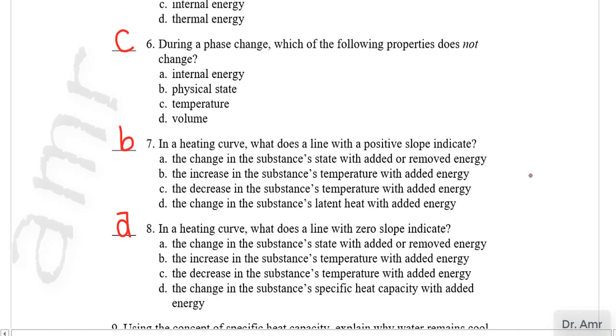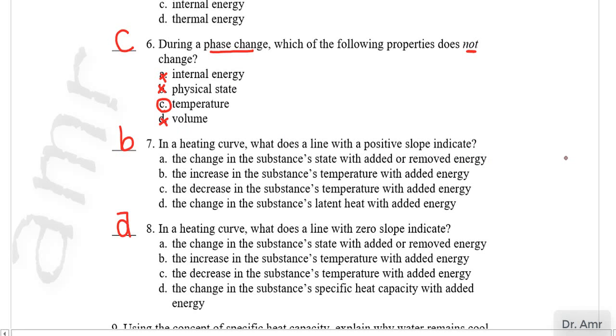Question number 6. During a phase exchange, which of the following properties does not change? ايه هي الخاصية اللي ما تتغيرش؟ طبعا temperature does not change في الفيز change، انما الفيزيكال ستيت بتتغير، يبقى والinternal energy بتتغير changes والvolume بيتغير.